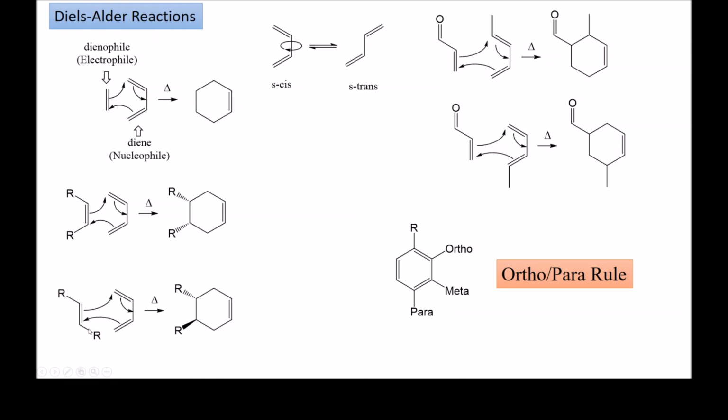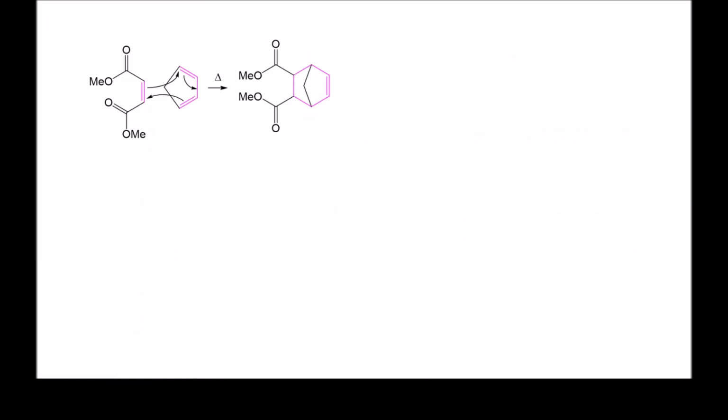And if these two R groups were trans relative to each other when I started the Diels-Alder chemistry, then they would be trans to each other relative to this ring system. So the stereochemistry of the original alkene is preserved in the stereochemistry of my final product.